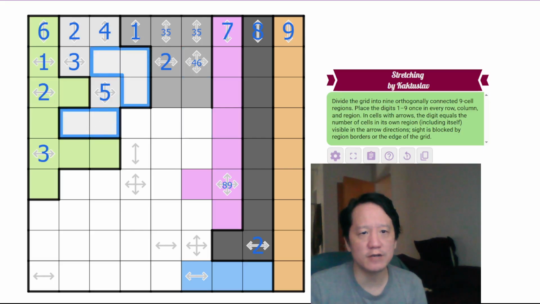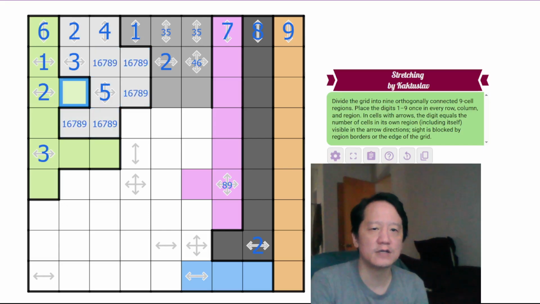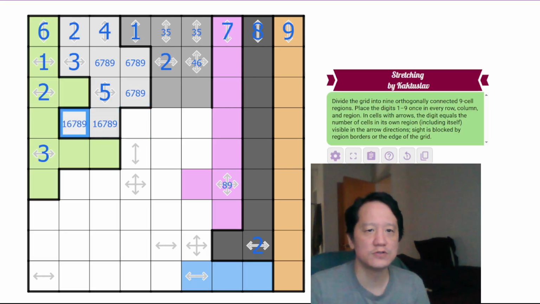Remaining digits in the light region. We have 1, 6, 7, 8, 9. No 1 here, no 1 here, no 1 here. So 1 is one of these 2.